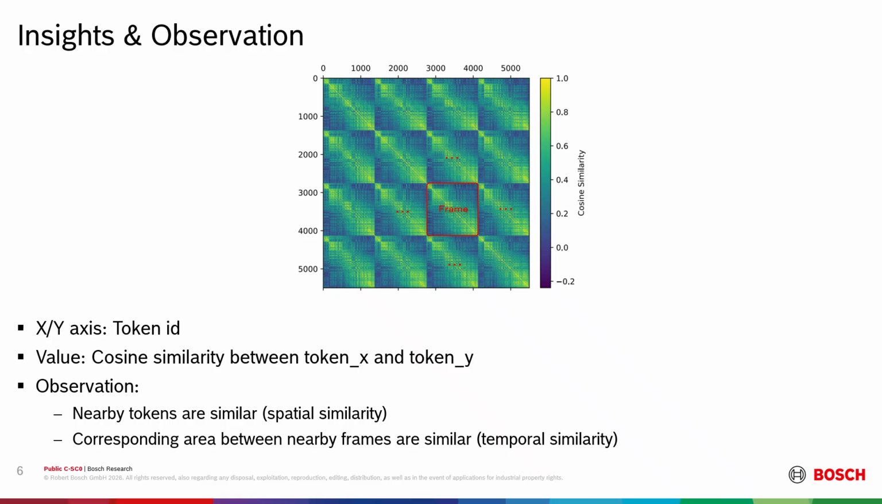The x and y-axes are token indices, and the value is cosine similarity between different tokens. High values near the main diagonal mean nearby spatial tokens are similar. The repeated off-diagonal bands correspond to nearby frames, meaning that tokens from corresponding image regions across adjacent frames are also similar. This tells us that useful matches are not arbitrary. They are concentrated in local spatial neighborhoods and temporally corresponding regions.